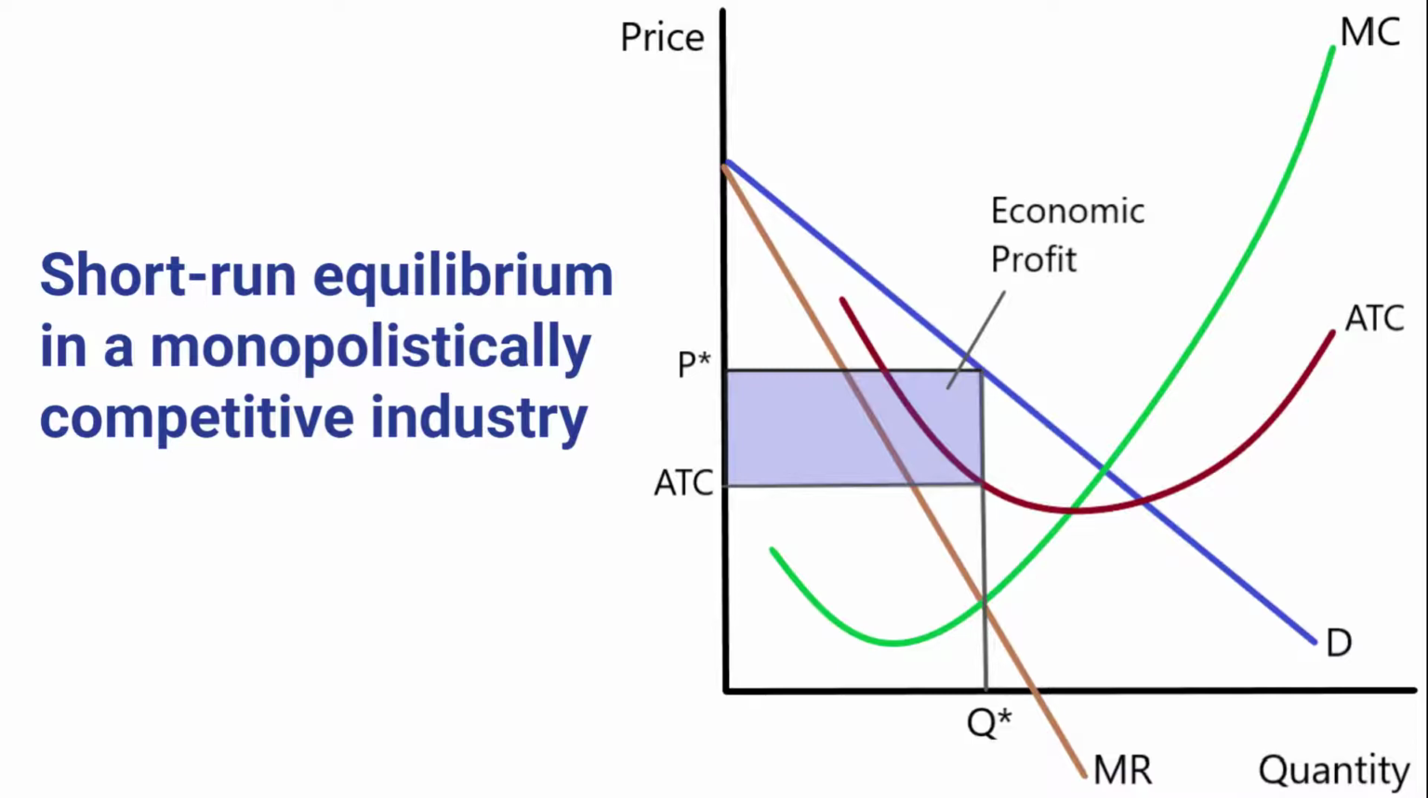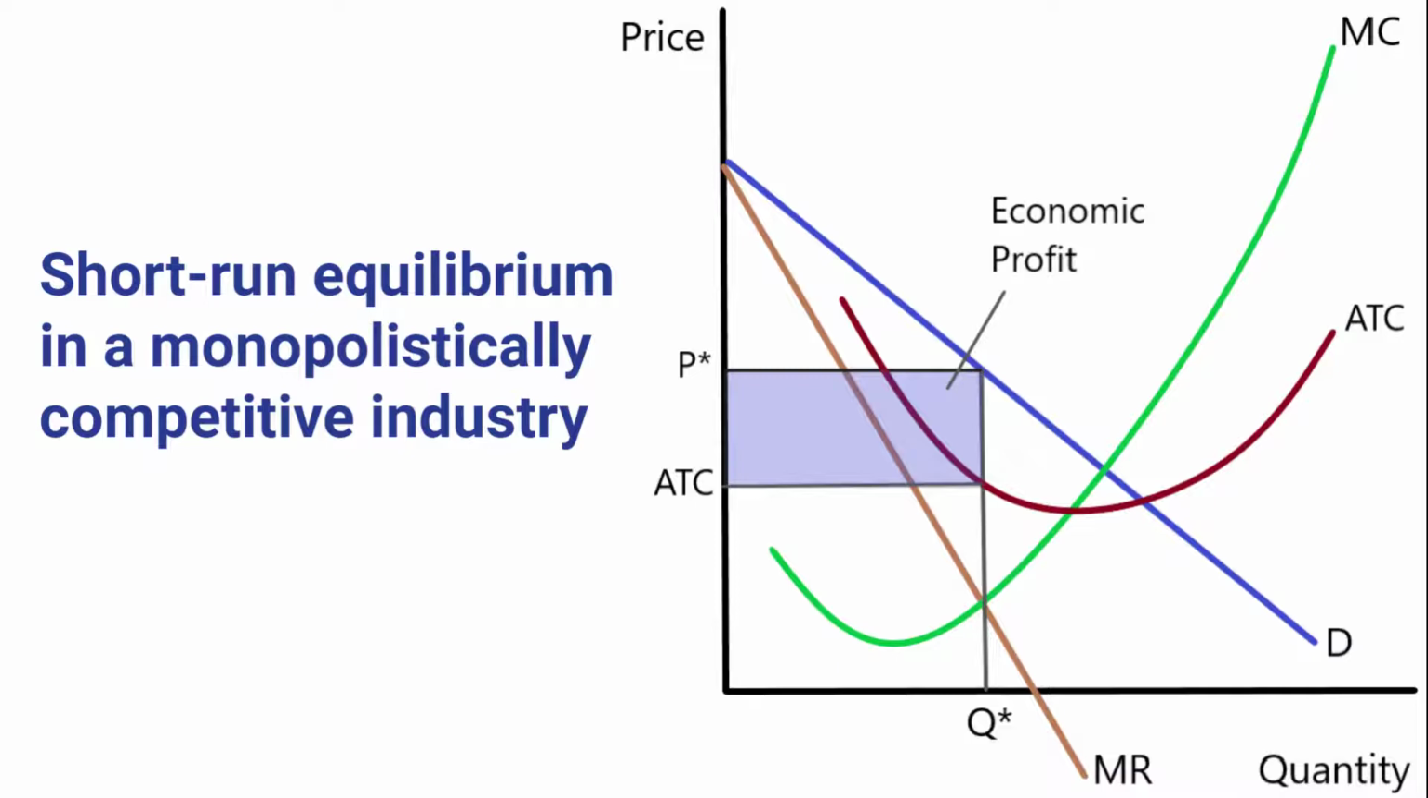Since P star is above average total cost, firms are making positive profits, and that shaded rectangle is the dollar value of the economic profits received, because the height of the rectangle is profit per unit, the base is the number of units. When you multiply those, you get total economic profits. But if a typical firm in this market is making positive profits, it means the owners are doing better in this market than they could elsewhere. Because there are no barriers to entry, other firms are going to enter the market.